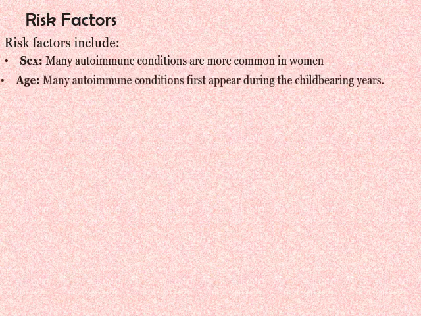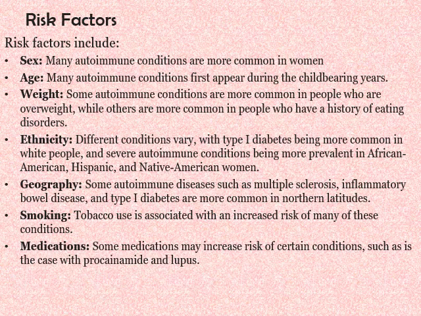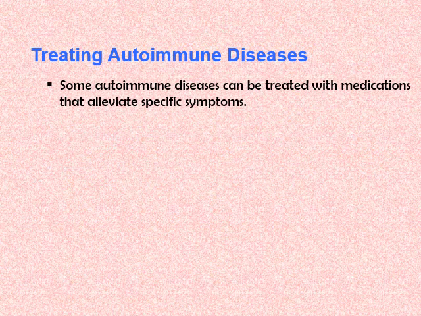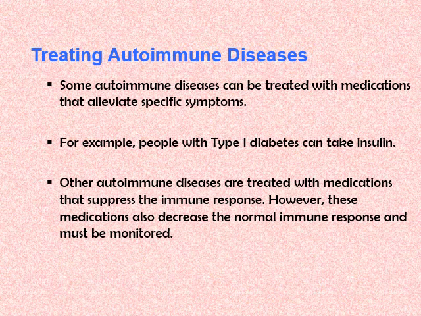Risk factors of autoimmune disease. Risk factors include sex, age, weight, ethnicity, geography, smoking, and medications. Treating autoimmune disease. Some autoimmune diseases can be treated with medications that alleviate specific symptoms. For example, people with type 1 diabetes can take insulin. Other autoimmune diseases are treated with medications that suppress the immune response. However, these medications also decrease the normal immune response and must be monitored.